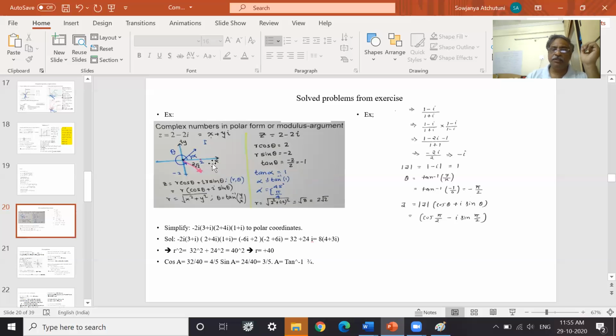So finally it becomes r cos theta plus i r sin theta. Here tan theta is negative, which means theta is in the second quadrant or in the fourth quadrant, because in the first and third quadrants tan is positive. So this is second and fourth quadrant. So I write pi minus 45, or minus 45. Both are possible.